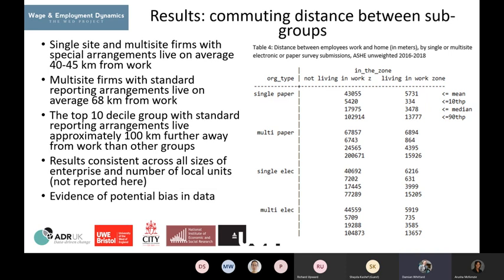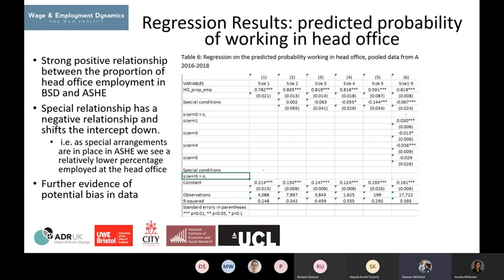Okay, we can go to the next slide, Arusha. So we carried out some regressions on the predicted probability of working in the head office.